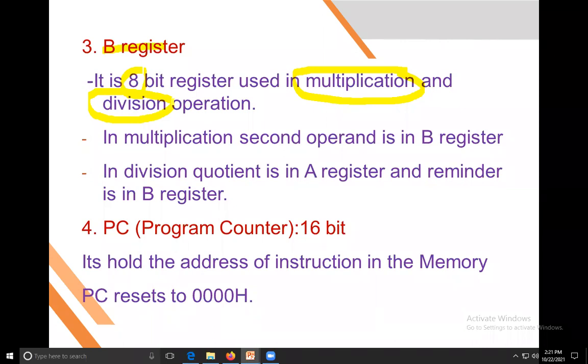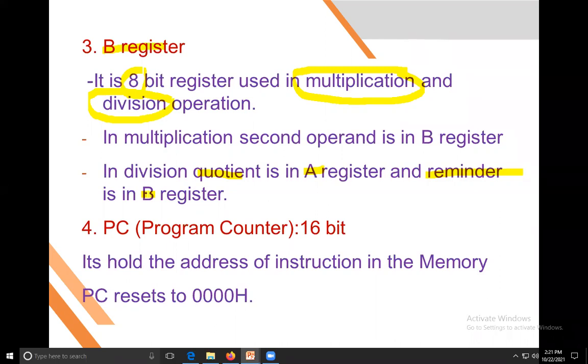For that calculation purpose, they use register B for multiplication and division. When you divide two numbers, the quotient is stored in register A and the remainder is stored in register B. This is a very favorite question for your online examination.